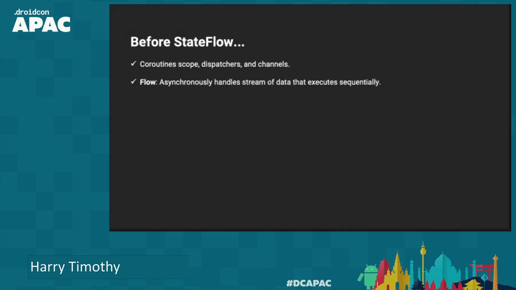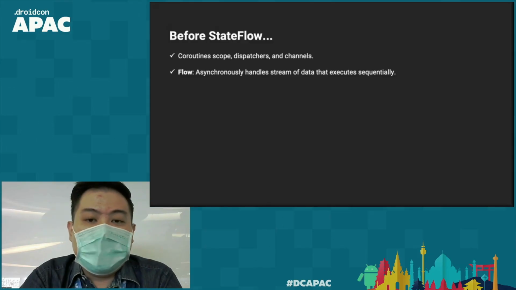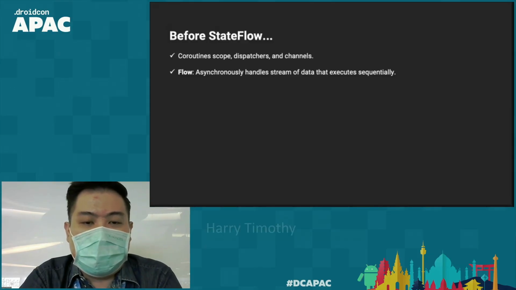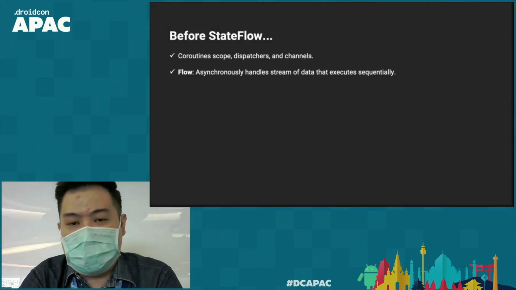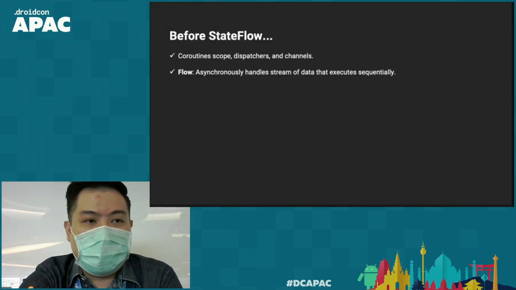And then flow was introduced. It is a cold stream which allows us to asynchronously handle a stream of data in the same sequence it was emitted. As we're going to talk about StateFlow, it is very important to understand this concept because flow is the base foundation of understanding StateFlow. So let's see how to work with flow.